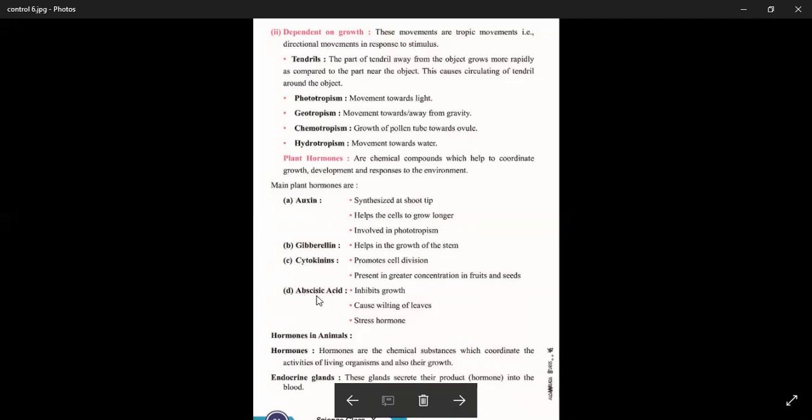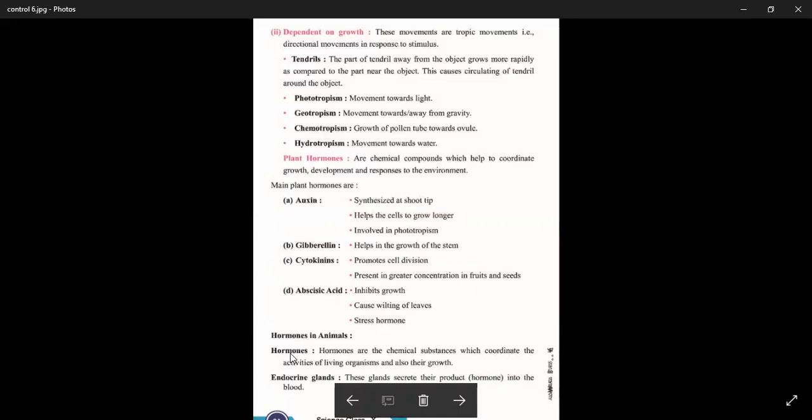Now abscisic acid is a growth inhibitor hormone. It inhibits growth. It also causes wilting, and it is also known as the stress hormone, because when the rate of transpiration is more than the rate of absorption of water, it causes stomatal closing. So the plant wilts. So it is called the stress hormone.